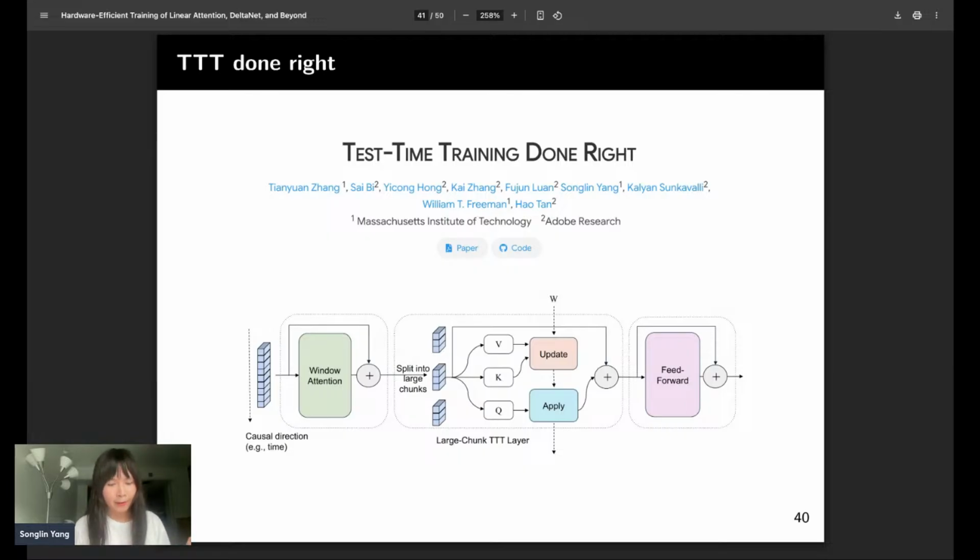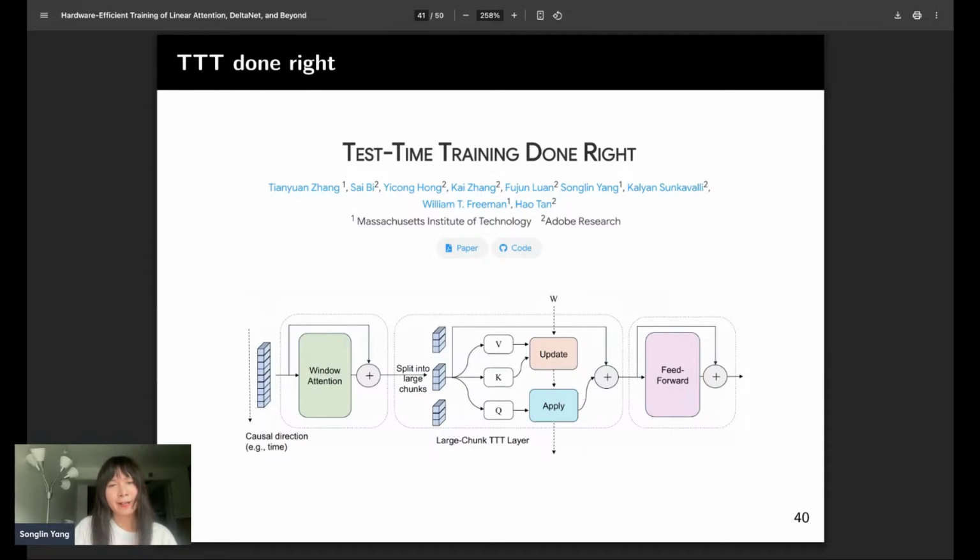And the recurrent memory can be used to purely encode the historical information. So this allows us to have a less frequent recurrent state update. And then we can increase the chunk size, we can have a very large chunk size. So this is the large chunk TTT framework.